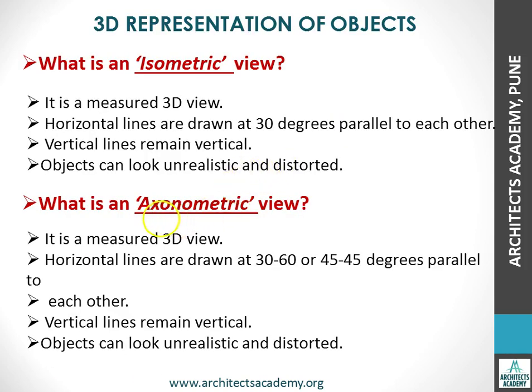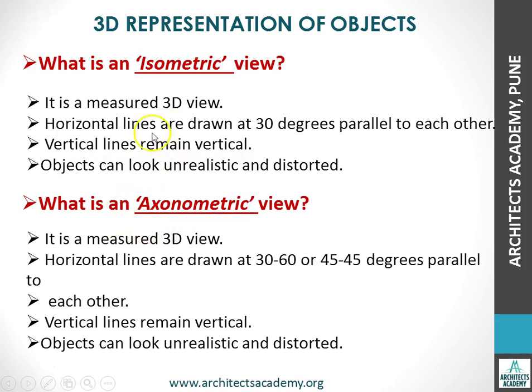So now let us see what is meant by isometric view. So isometric view is a 3D view, but in this view, this is drawn in such a way that the horizontal lines are drawn at 30 degrees, which are parallel to each other, while the vertical lines remain vertical. So this is a technical view, and you can actually take measurements from this particular view and look at the object. So when we start drawing isometric views of bigger objects, then they start looking unrealistic and distorted.